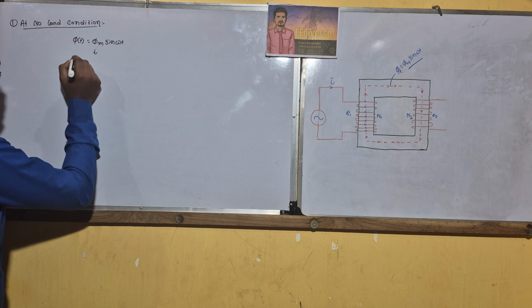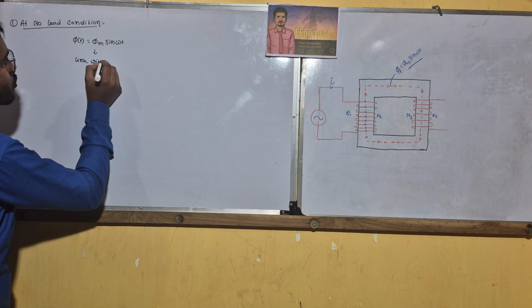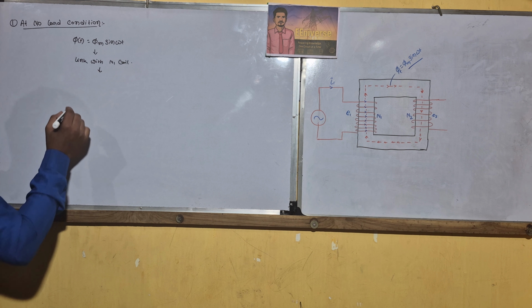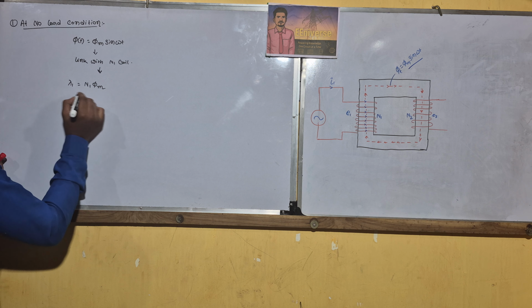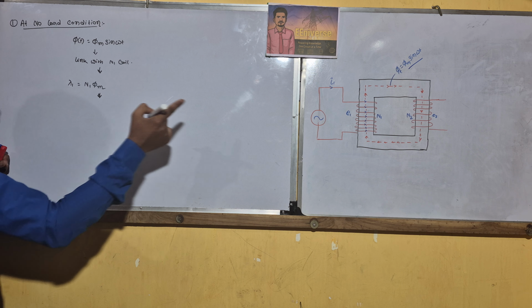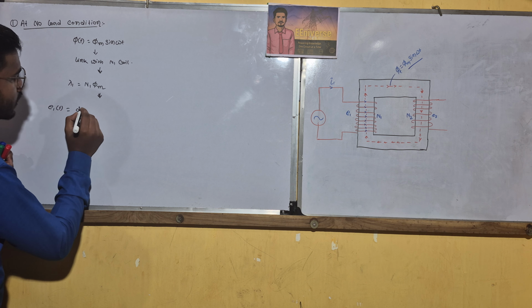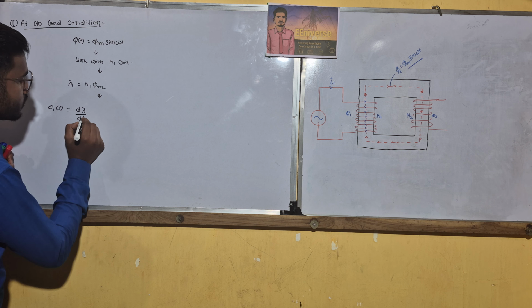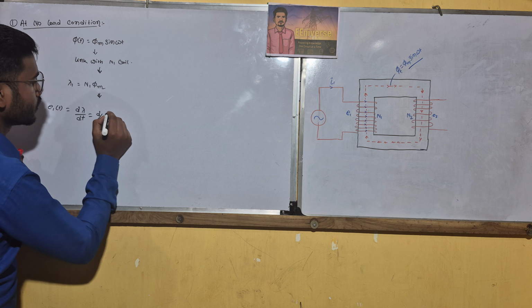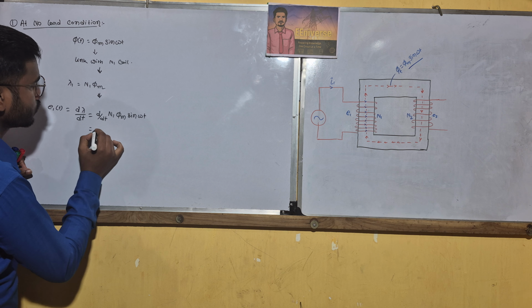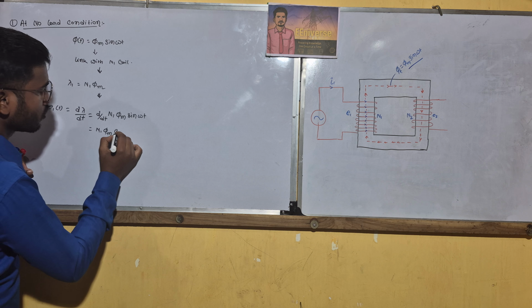So when this flux links with the N1 coil, then flux linkage occurs, that is denoted by lambda 1 equals N1 phi m, and due to that an EMF is induced, that is denoted E1, that is d lambda by dt equals d/dt of N1 phi m sin omega t equals N1 phi m cos omega t.